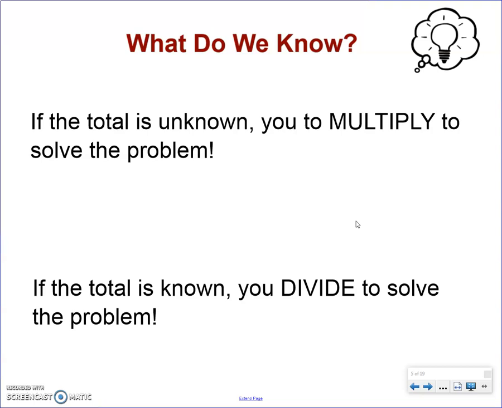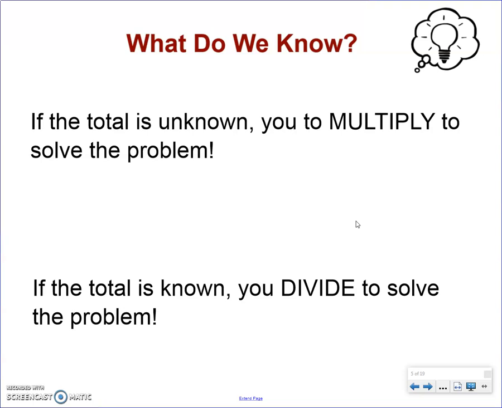If you know the total amount, you have to divide to solve the problem. So if the total amount is known, whether it's the total area, the total number of physical items, the total repeated action, if the total amount is known in a problem, then you have to divide to find the unknown information. That's how you'll know the difference between a multiplication and a division story problem.